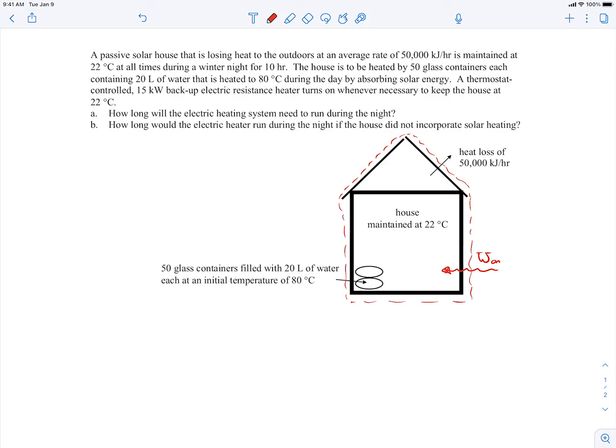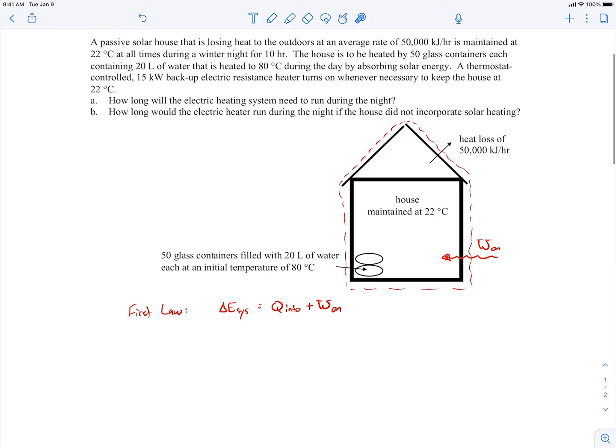And because that's what I'm interested in. I'm trying to maintain the house at 22 degrees C. And I've got the heat transfer going out, the electrical work coming in. So let me go ahead and write out the first law, and then we'll simplify it. So it's the change in total energy of the system is equal to the heat into the system. And I'm going to write it as plus the work done on the system, because I know that there's electrical work being done on the system rather than the house doing electric work on the surroundings.